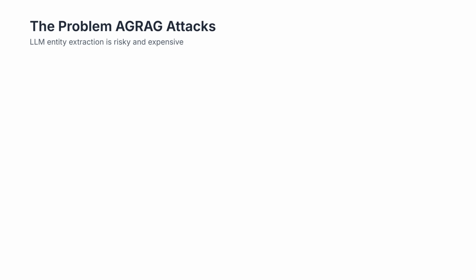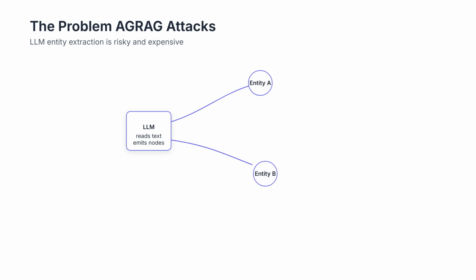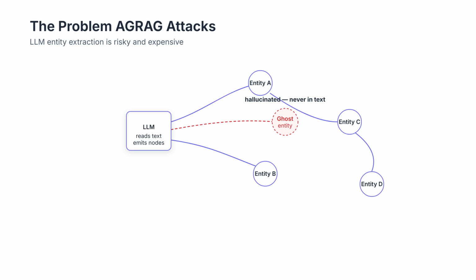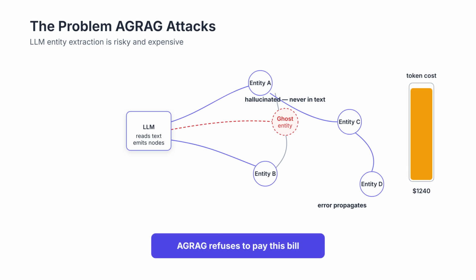Here is the pain point. As we covered in Module 2, using a language model to extract entities is powerful but risky. It hallucinates entities that were never in the text, and one bad node early on propagates downstream, poisoning everything connected to it. It also costs real tokens on every chunk. AGRAG's first move is to refuse to pay that bill at all.